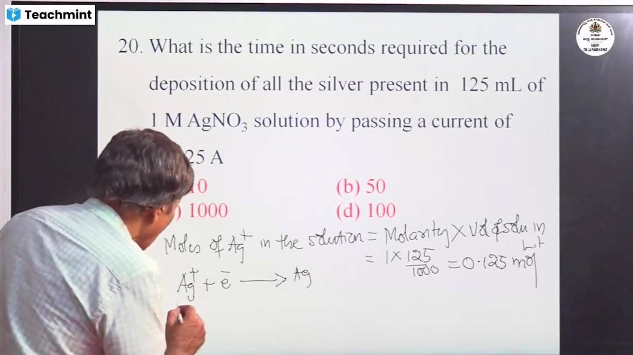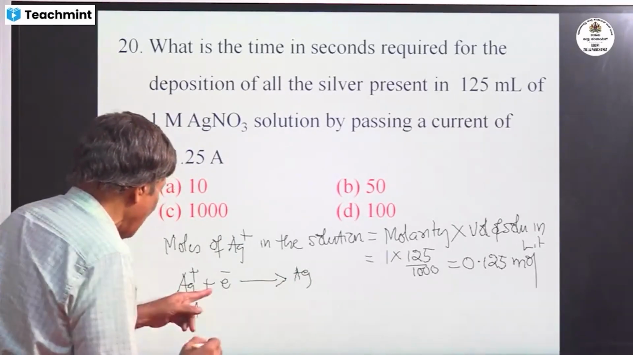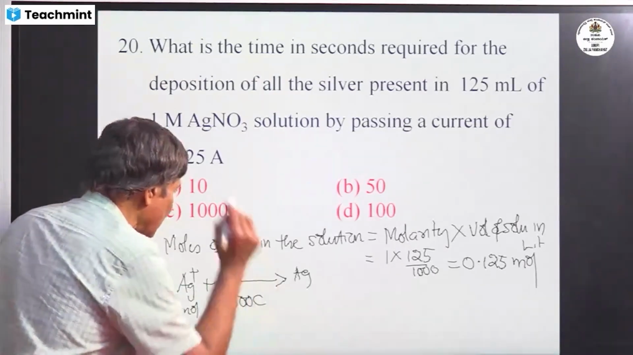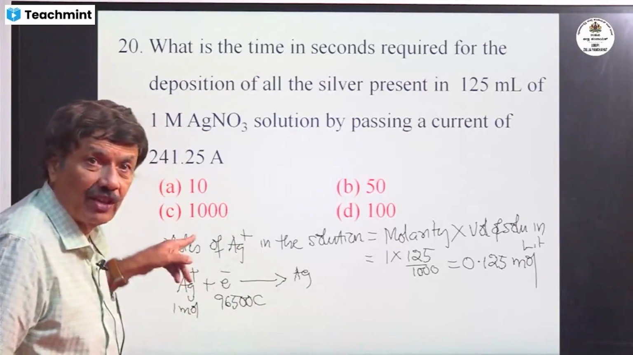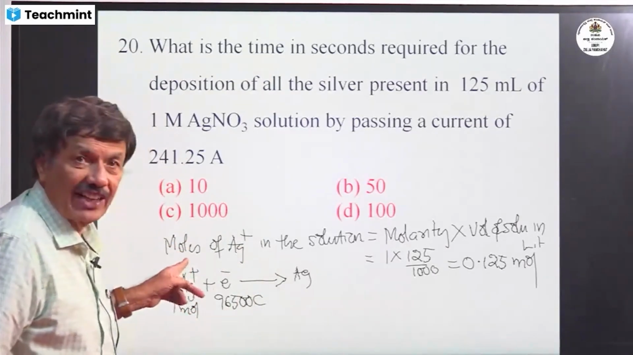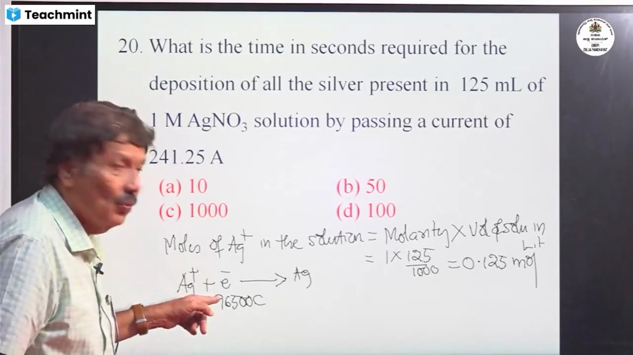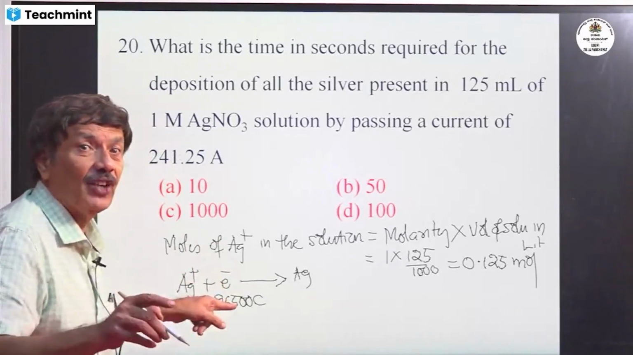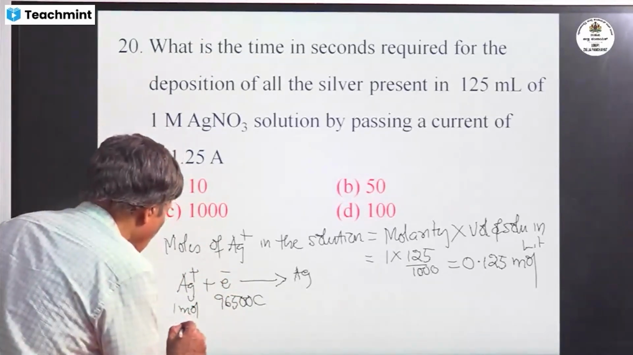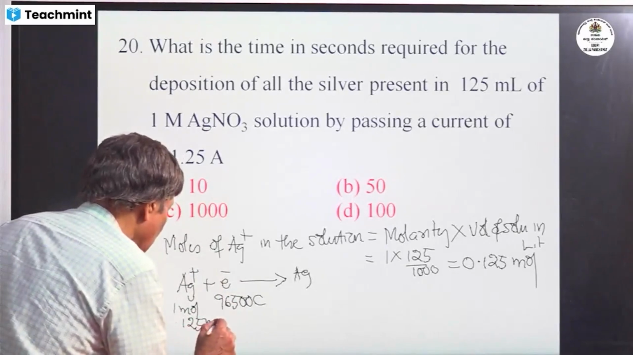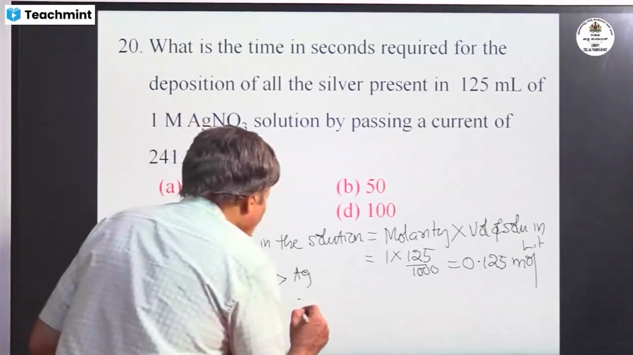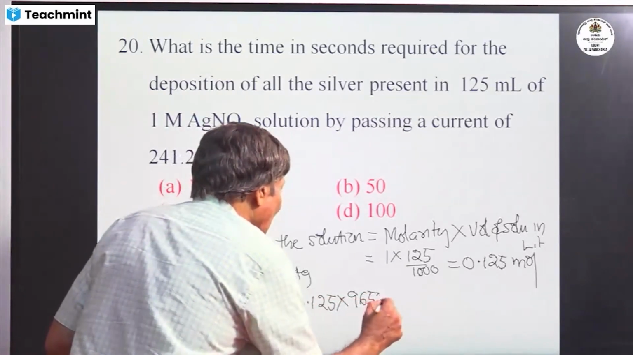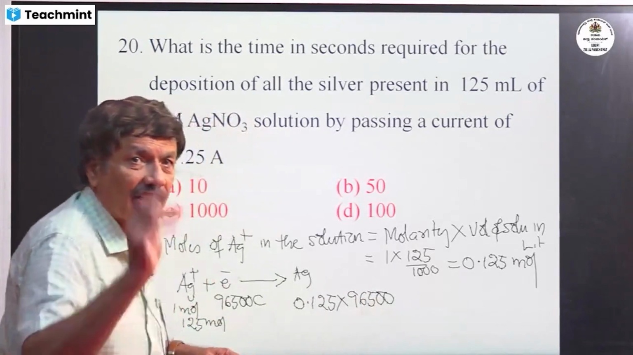One mole of this requires 1 Faraday, 96,500 coulombs. To reduce 1 mole of silver ion, since the valence is 1, you require 1 Faraday, that is 96,500 coulombs. Therefore, what we want is 0.125 mole. How much do you need? 0.125 into 96,500. So much charge you require.